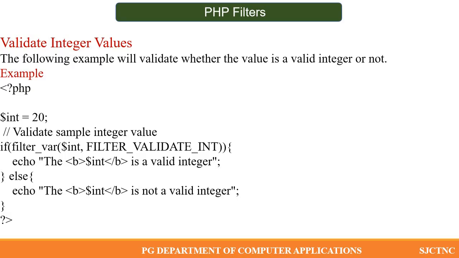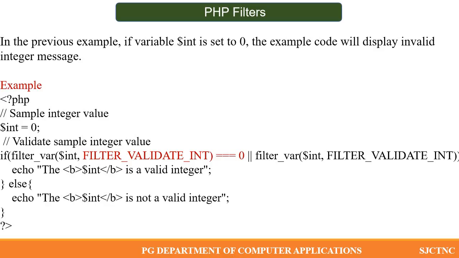The 20 will be given in a bold tag. If it is not an integer value, for example, if instead of 20 we give ABCD, then we will get the else part, that is the message ABCD is not a valid integer. So we are checking whether the given value is an integer or not. For that we are using the filter name FILTER_VALIDATE_INT.